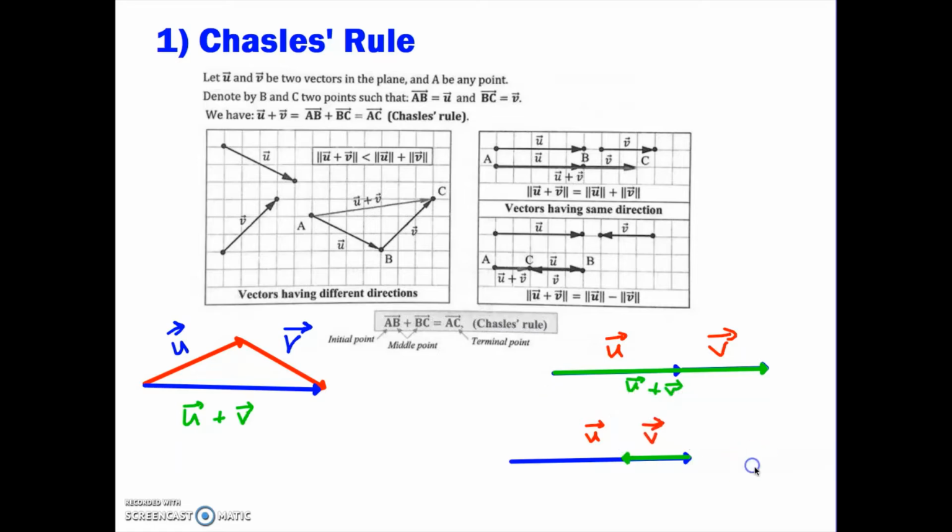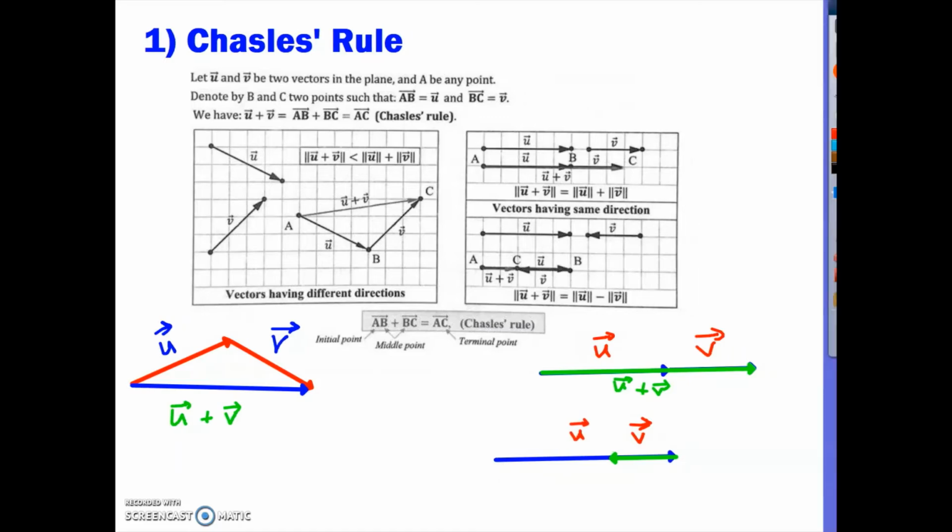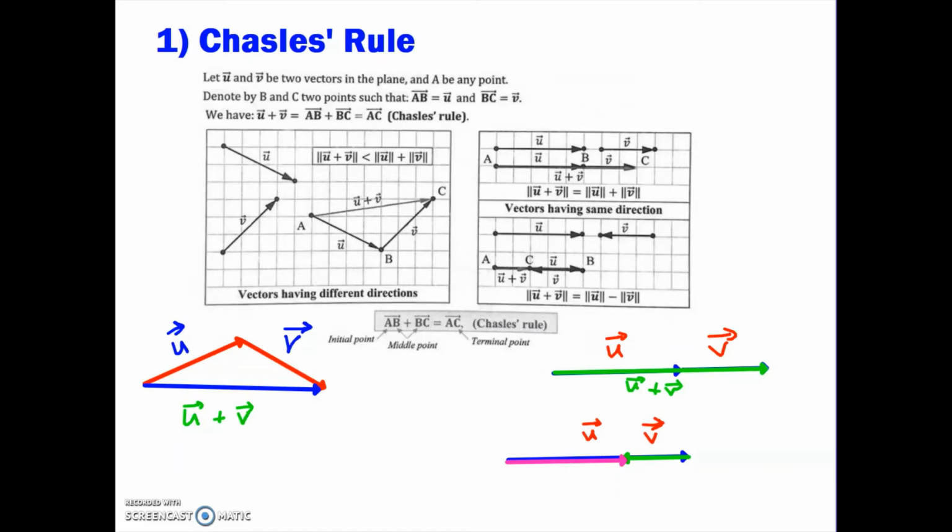The resulting vector will be a vector that starts at the starting point of u and ends at the ending point of v, which is this. I will draw this vector in a different color. So this is the resulting vector. Okay, the vector in pink is u plus v. So this is the case where they have opposite senses.